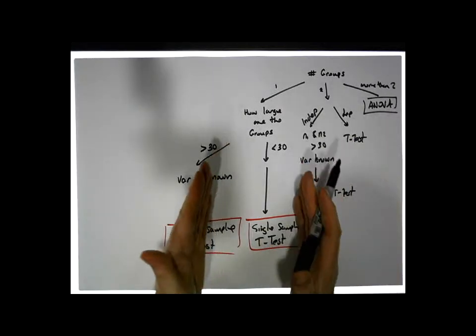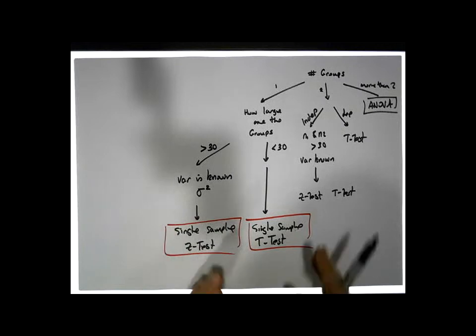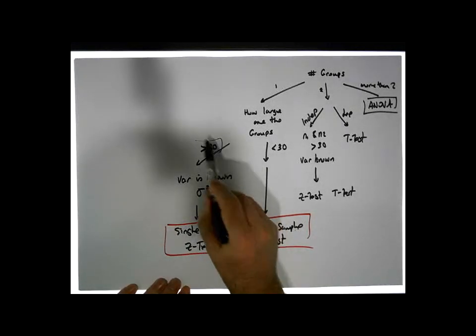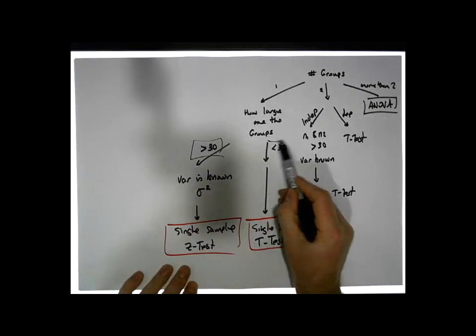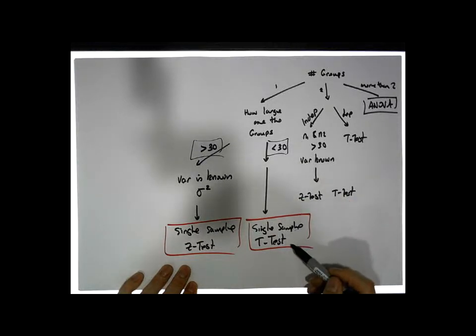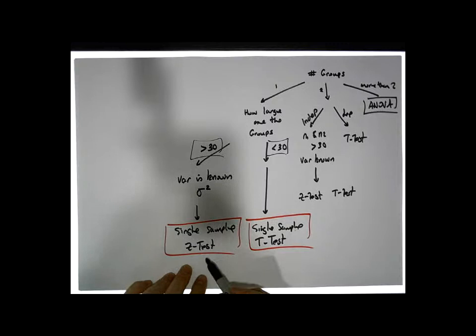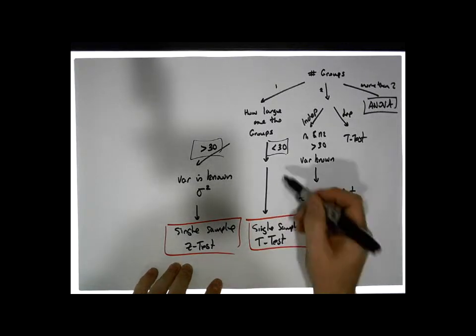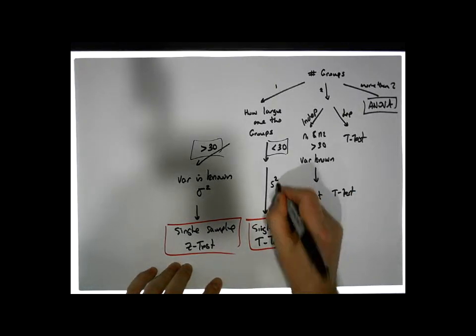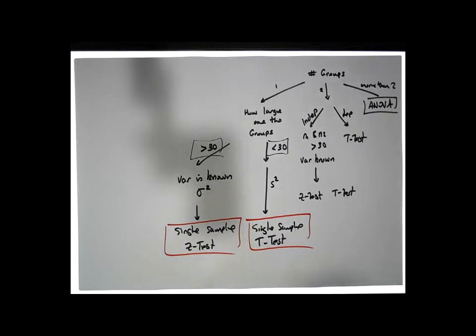So really, when we have one or two groups, we're into z-tests or t-tests. If the sample size is relatively big, we're into a z-test. If the sample size is relatively small, we're into a t-test. If the population variance is known, it's a z-test. If it's unknown, we're going to estimate it by s squared, which is the sample variance, in which case we're into a t-test as well. Let's just keep that in mind.